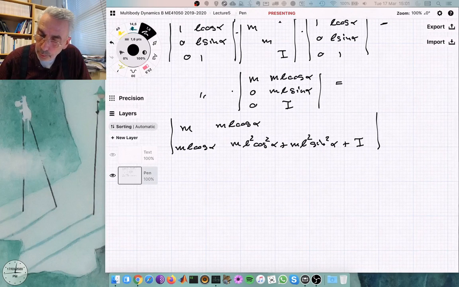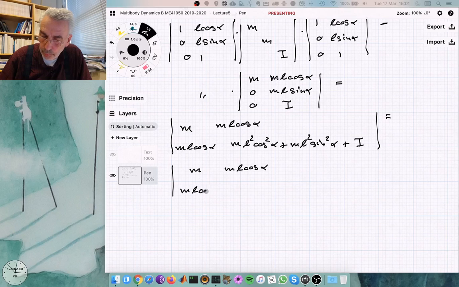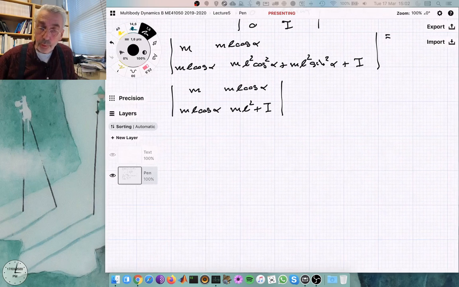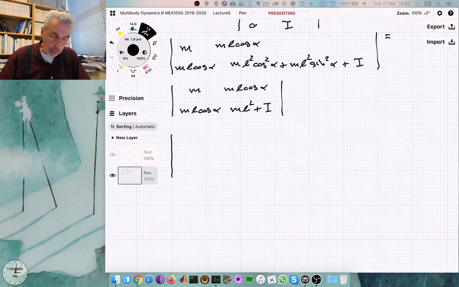So in the end, that comes down to the following matrix. We get an m, we get an ml cosine alpha, we get an ml cosine alpha, and we get an mL squared plus I. So that is our transformed mass matrix. The next step is, of course, on the right hand side, all the forces. So we repeat again this transformation matrix, 1, L cosine alpha, 0, L sine alpha, and here 0, 0.